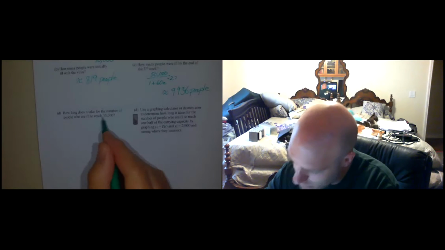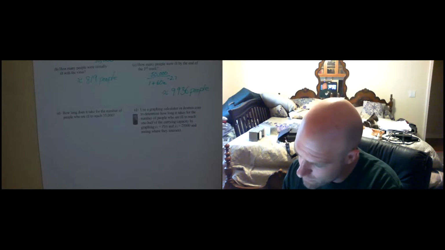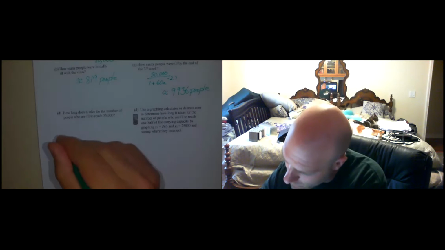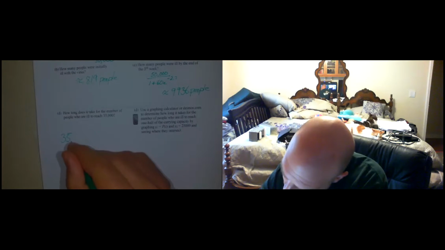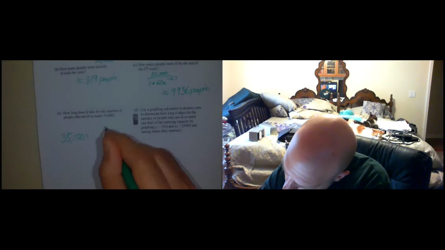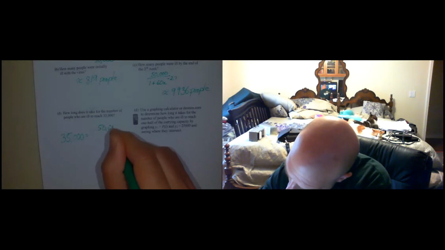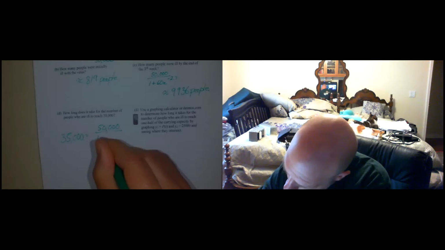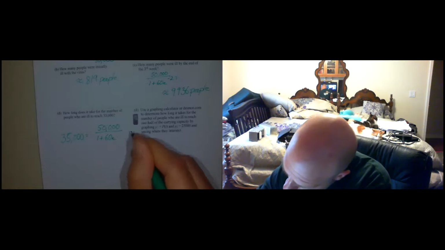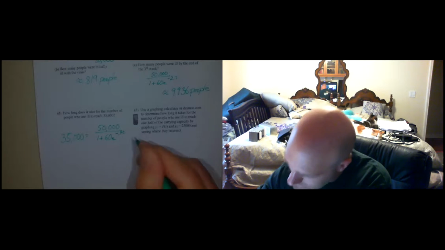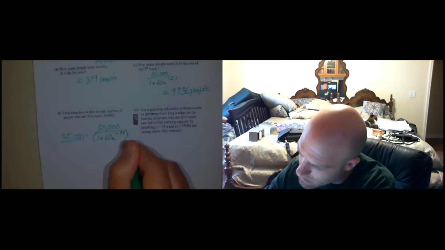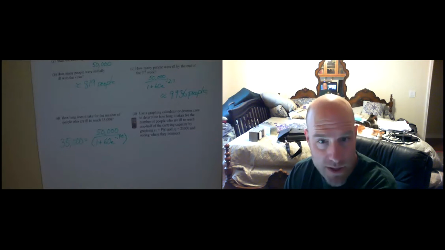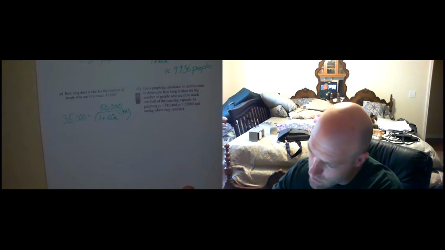How long does it take for the number to reach 35,000? So 35,000 equals 50,000 over 1 plus 60 e to the negative 0.9 t. I'm going to start by multiplying both sides of the equation by this denominator over here. And when I do so, I am going to have to distribute.